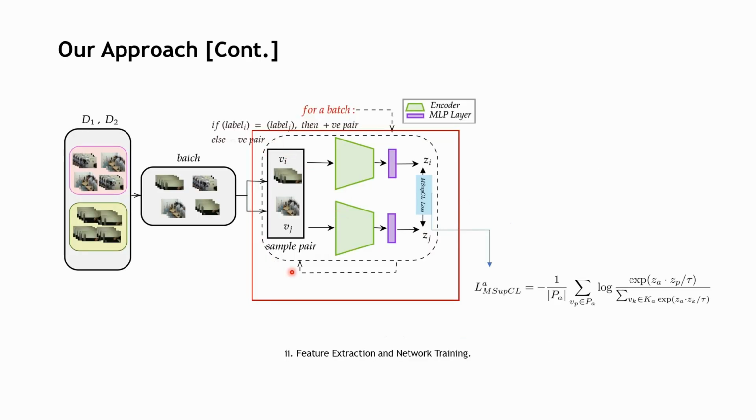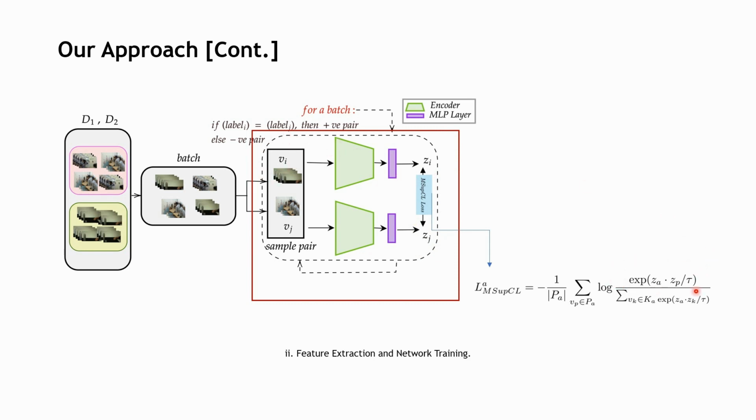The pairs generated in the previous step are then passed to a deep feature encoder network to obtain initial features, which is then passed to an MLP layer, which gives the final embeddings Zi and Zj. We calculate the MSoupCL loss of a VA sample, that is the anchor sample.